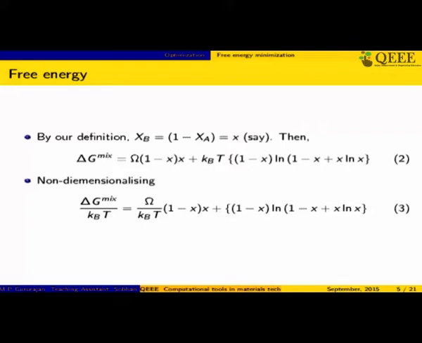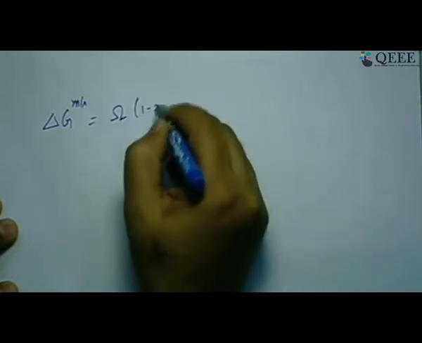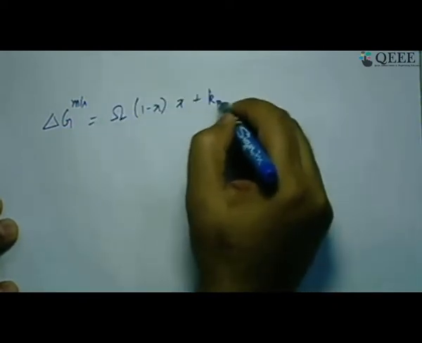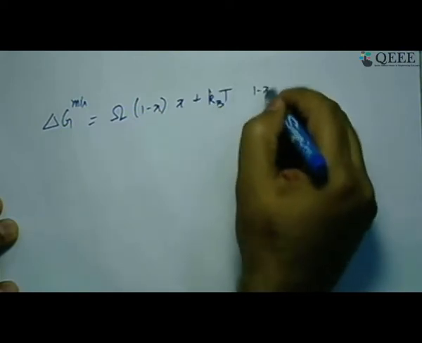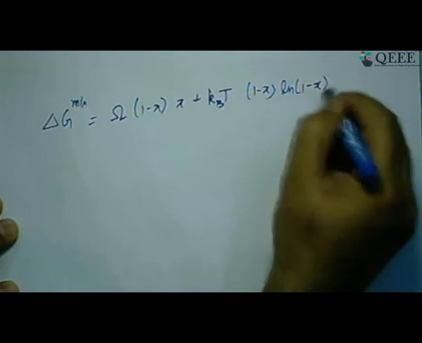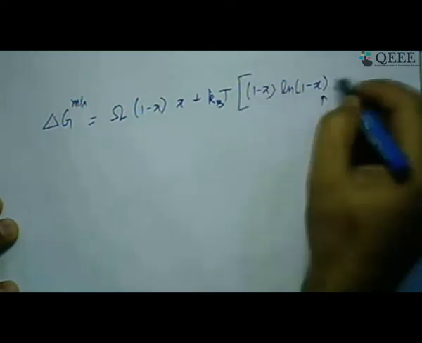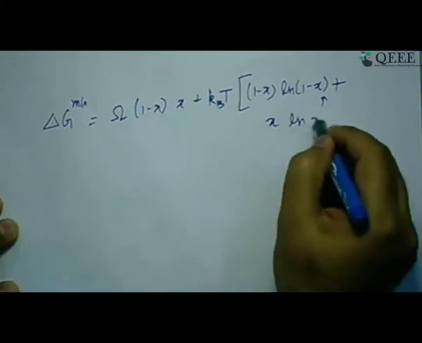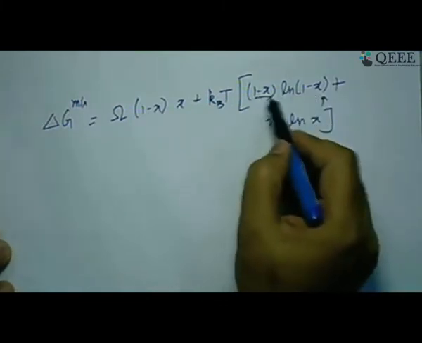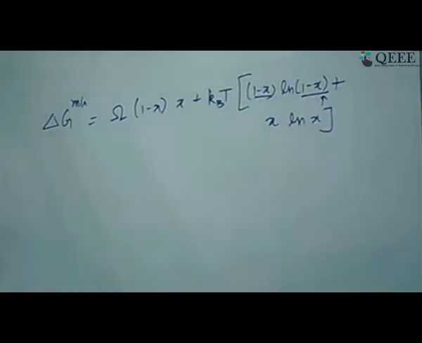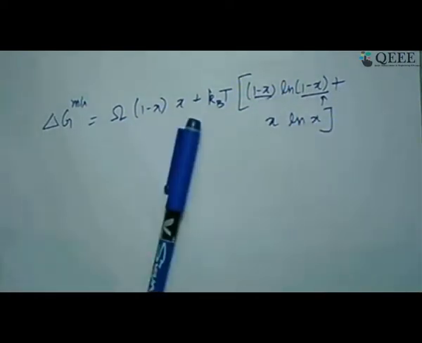Okay, so there is a small thing you need to notice here. The delta G mix is written as omega times (1 minus X) times X plus kBT times [(1 minus X) ln (1 minus X) plus X ln X]. The bracket is missing in the expression I have written, so everywhere that parenthesis is missing. So this is our delta G mix, and you can normalize this by dividing by kBT.